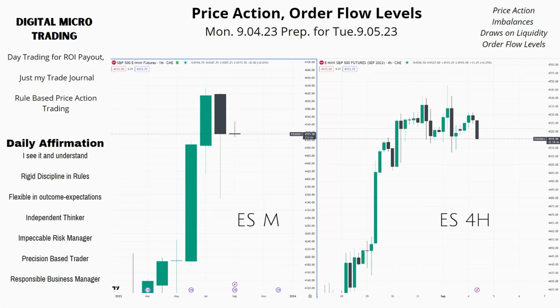Just my trade journal, and I'm all about rule-based price action trading, daily affirmation. I see it and understand. Rigid discipline in rules, flexible in outcome expectations, independent thinker, impeccable risk manager, precision-based trader, and responsible business manager.